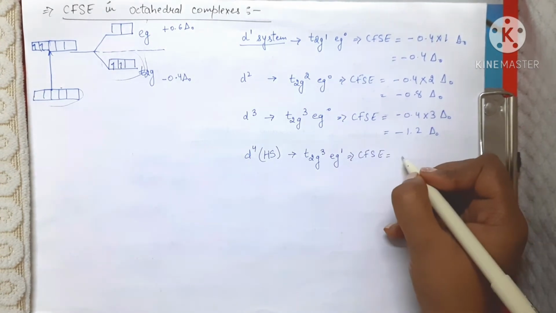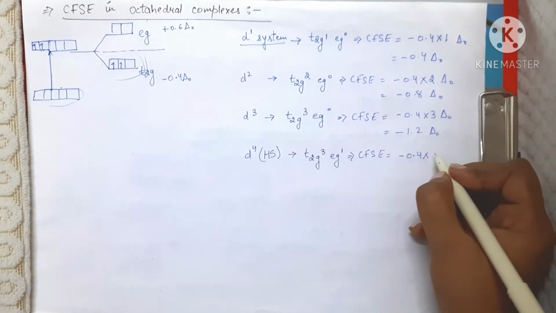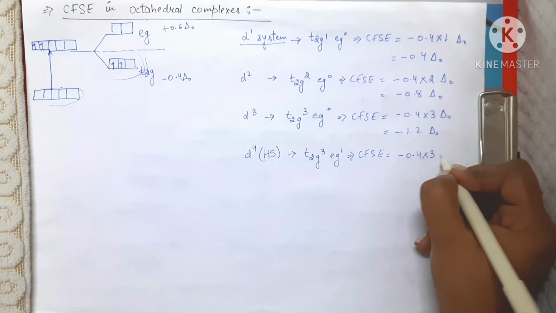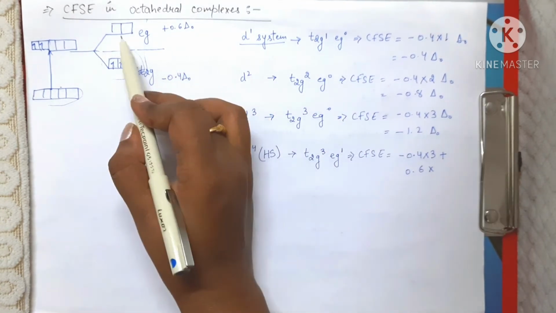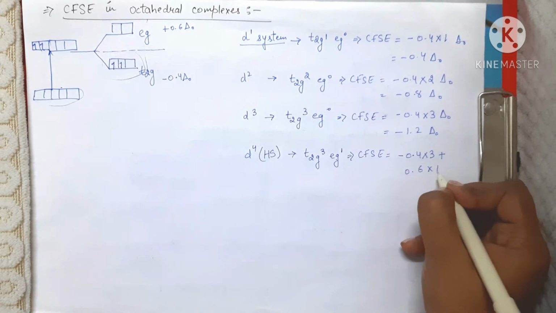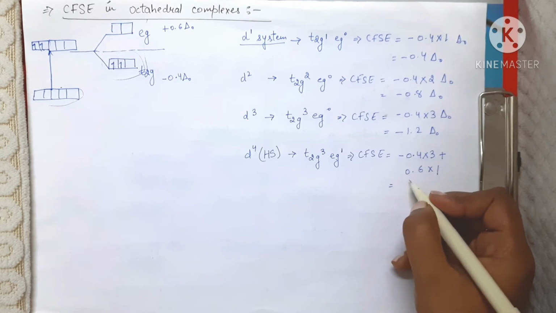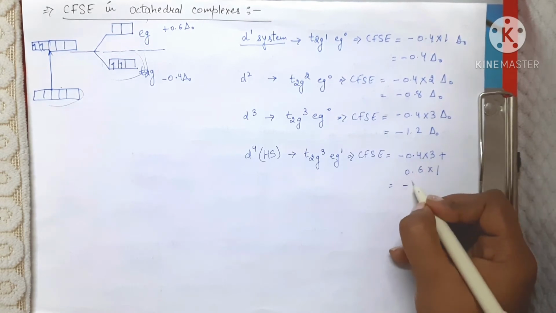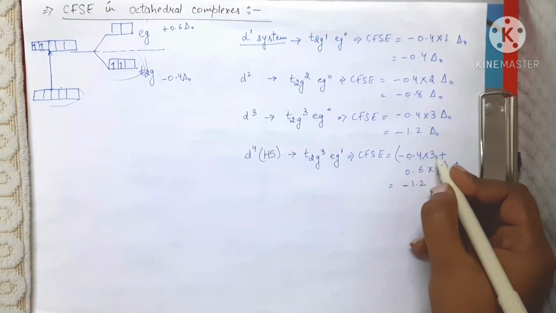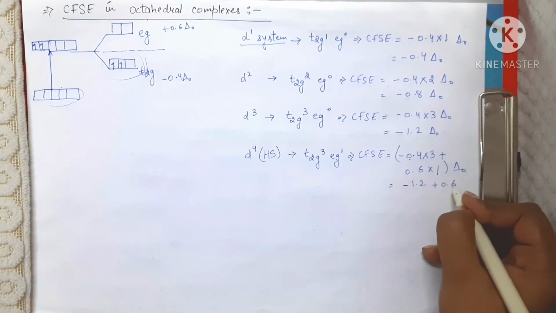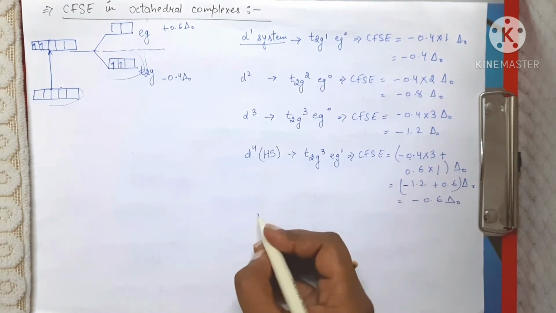So the fourth electron, instead of pairing, will go to the eg orbital, and if we want to calculate the CFSE, it will be minus 0.4 multiplied by the number of electrons present in the t2g orbitals, that is 3, plus 0.6 multiplied by the number of electrons present in the eg orbitals, that is 1. After calculation, what you get is minus 1.2, this whole multiplied by del O. So minus 0.4 into 3 is minus 1.2, plus 0.6 del O. So it comes out to be minus 0.6 del O.